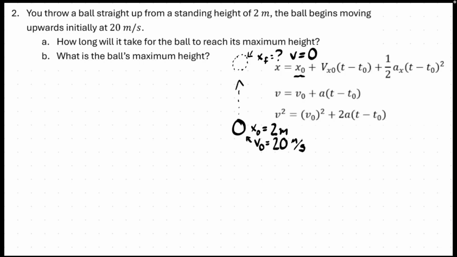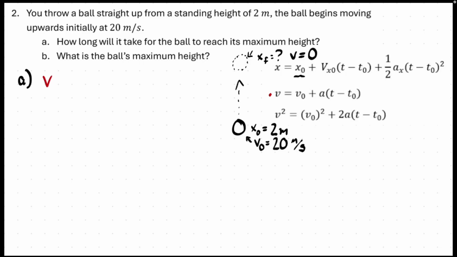Knowing that, which equation do you think we would use to solve part A? Part A is asking how long it will take the ball to reach the max height. Think about it. If I had to pick one, I would say this one right here, the second equation. Why? Because we know a lot of things in this equation. We know the velocity at the top, we know the initial velocity, and we know the acceleration, because the acceleration is always just gravity in a free fall problem. What we don't know is time, and that's what we're looking for in this problem. So I would pick this equation. Let's write that over here.